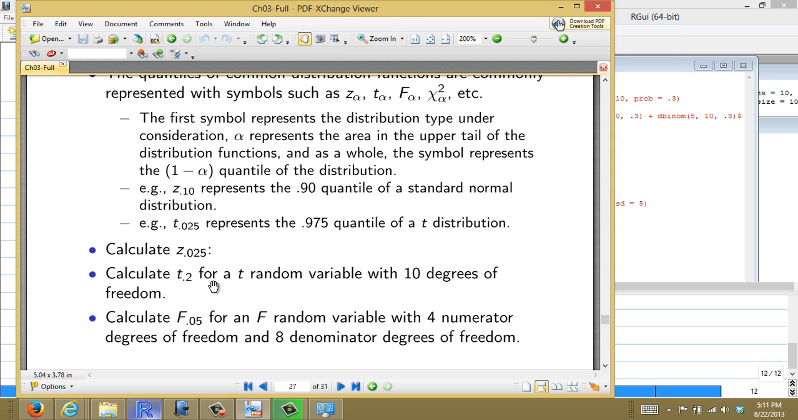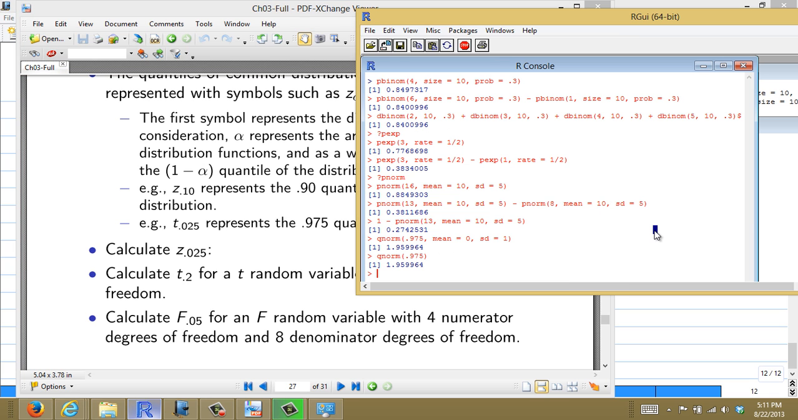So for this second question right here, we want t of 0.2 for a T random variable with 10 degrees of freedom. So we're dealing with the T distribution, and alpha equal to 0.2 means that we want the 0.8 quantile of that distribution. So we once again are going to use a Q function for quantile. We want the quantile of the T distribution. We want the 0.8 quantile, and then the degrees of freedom is going to be equal to 10.